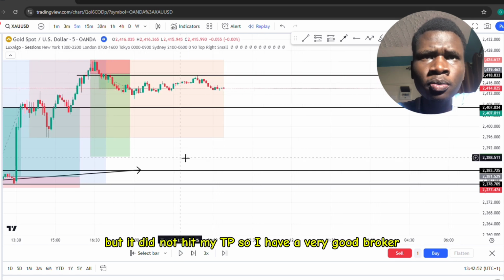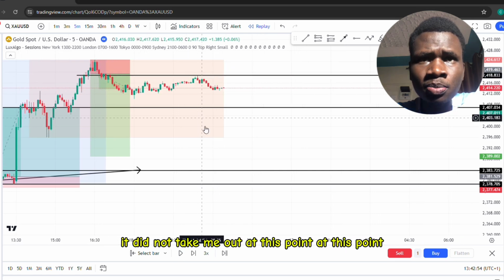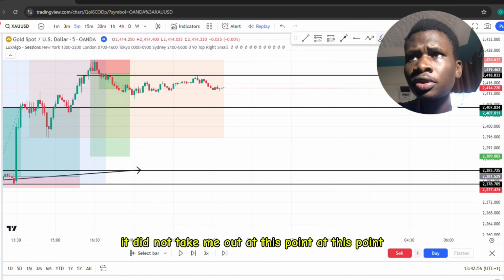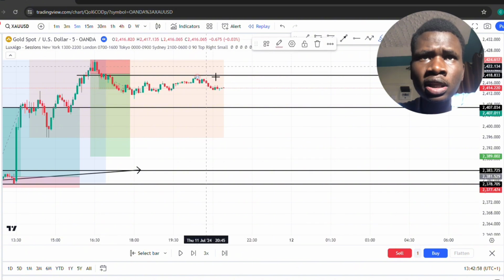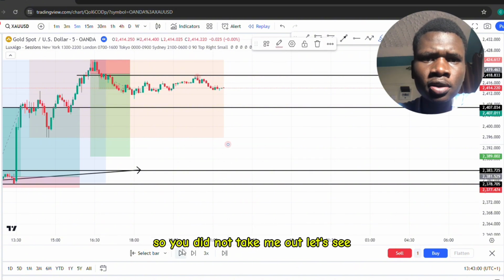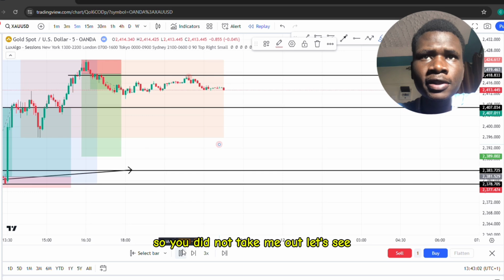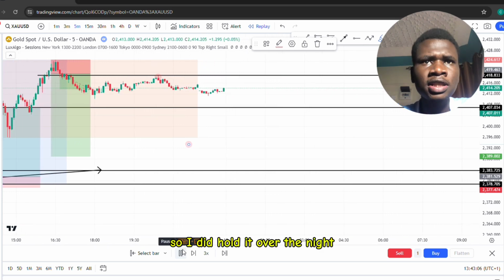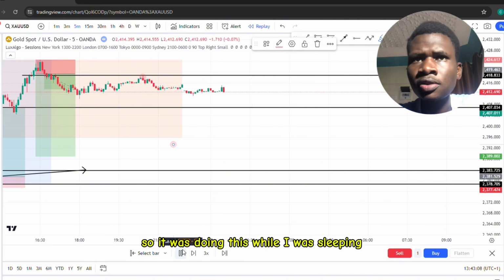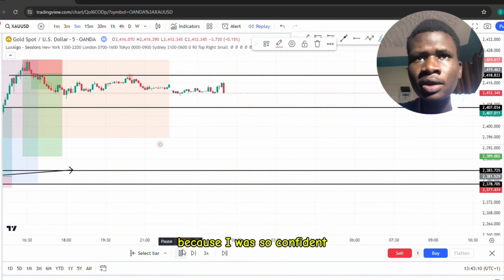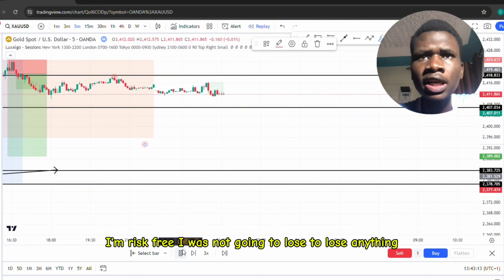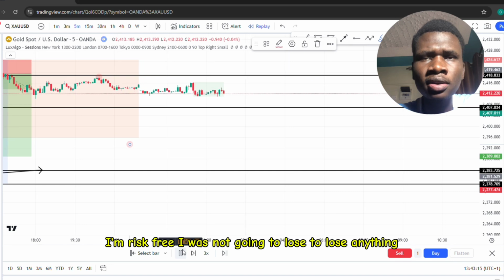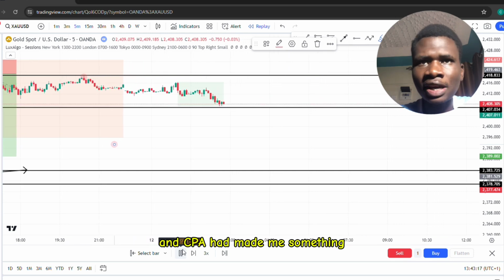So I have a very good broker. It did not take me out at this point. At this point, the spreads are so good with my broker, so it did not take me out. Let's see. So I did hold it over the night. So it was doing this while I was sleeping because I was so confident I'm risk free. I was not going to lose anything, and CPI had made me something.